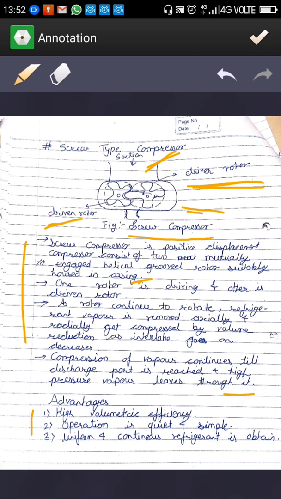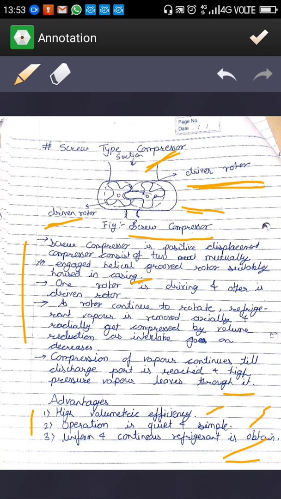Okay, then comes the advantages of this compressor. First one is that it has high volumetric efficiency. Another one is that the operation is quiet and simple. The third one can be stated as uniform and continuous refrigerant flow is obtained. So this screw type compressor is superior to the reciprocating compressor, that's why it is found. I am again going to read the working of the screw type compressor in depth here.